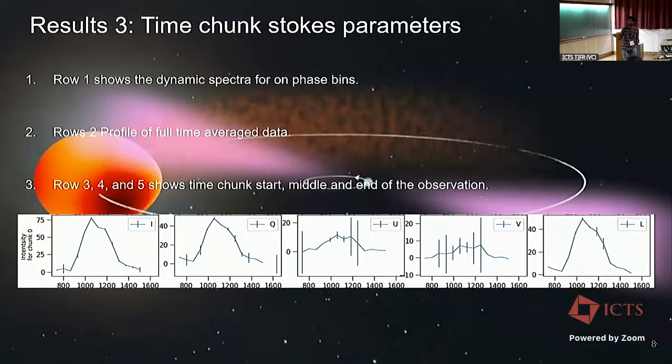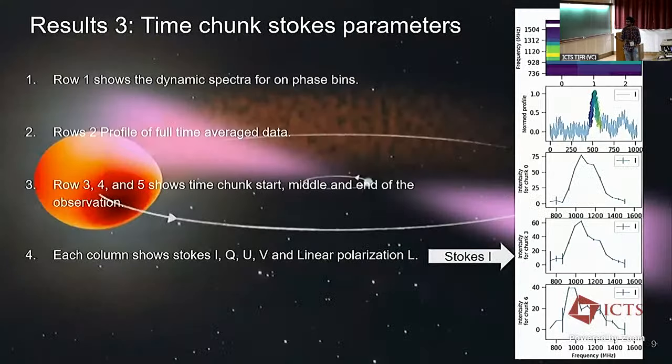These are the spectra, where the x-axis is the frequency in megahertz and the y-axis is the flux. Again, this is for one time subintegration. Each of the columns represents the dynamic spectra and the profile for the first, middle, and last 20 minutes of the observation duration. For each 20 minutes sampled in different orbital phases, we have such plots.